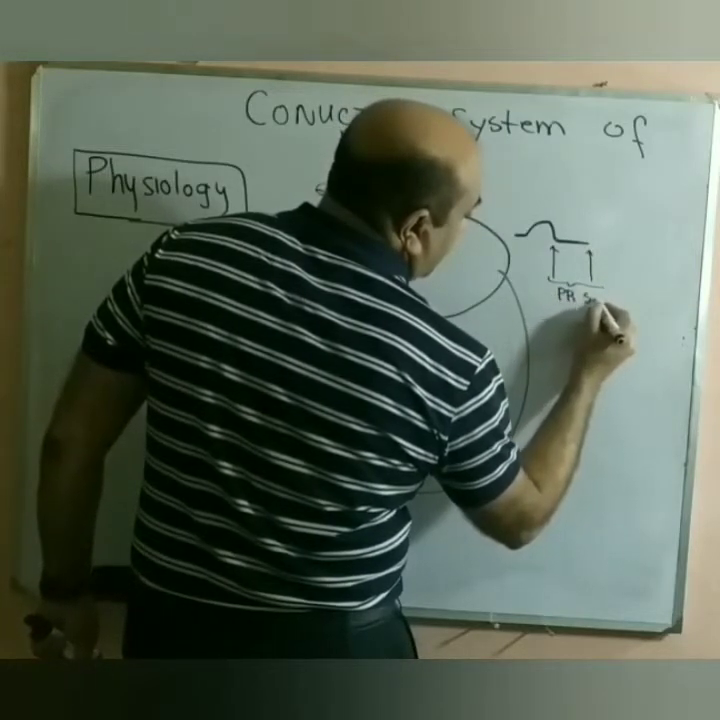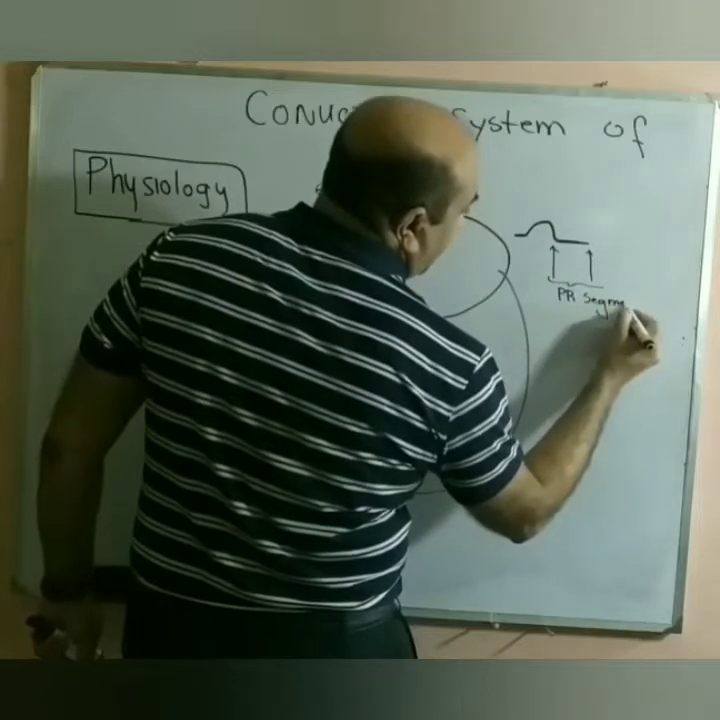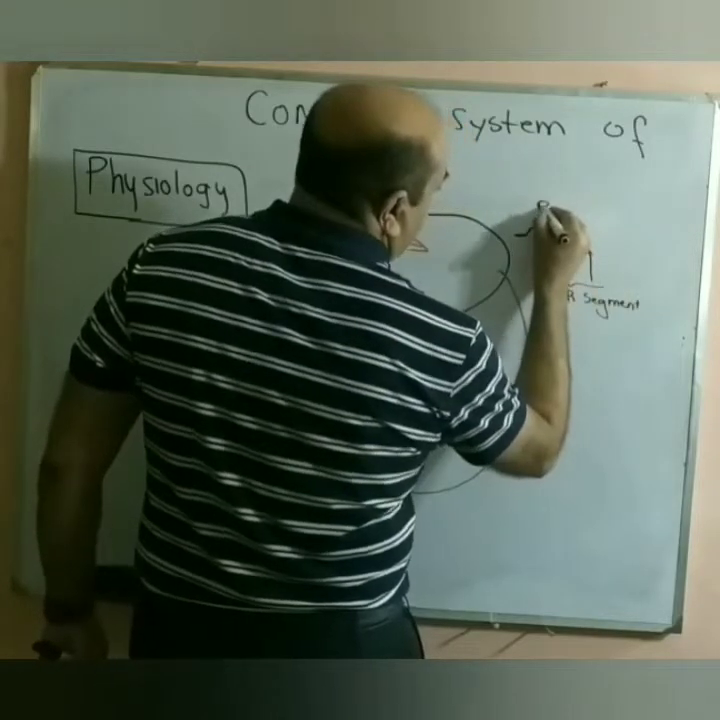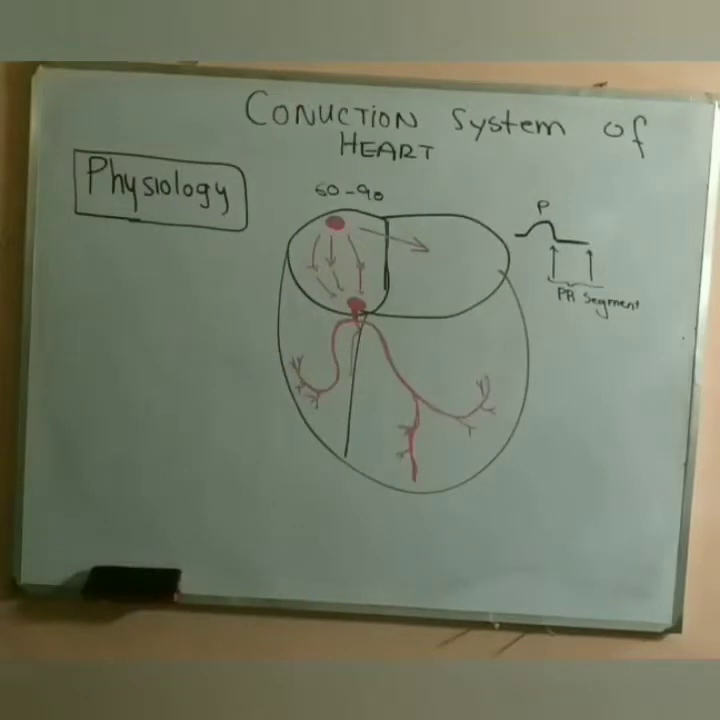This is the very time when the impulse is passing through the AV node, and the passing of the impulse through the AV node causes a little bit of delay, which we see as the PR segment.